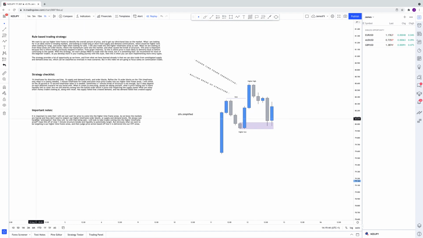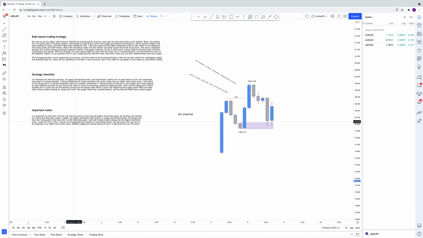Some important notes here. It's important to note that I will not just wait for price to come into higher time frame areas, as I've mentioned. As we know, the markets are fractal, and they don't need to respect our higher time frame order blocks or supply and demand levels. We always just have the anticipation that they will. From past data, we can clearly get an edge from these areas, because 7 to 8 times out of 10, they're going to respect them, push off, and continue. But it's not concrete. It doesn't need to happen.